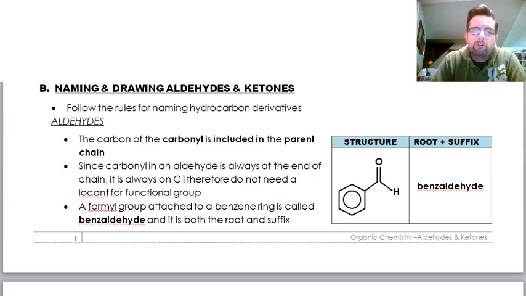Now, sometimes we will see a formyl group attached to a benzene ring, as we see over here. In this case, the benzene ring plus the formyl group together form a root and a suffix, and this is called benzaldehyde. You remember how we saw a phenol before, with the benzene ring and the hydroxyl group? The same thing here. This is benzaldehyde. And again, the position of your formyl group is assigned to carbon number 1.